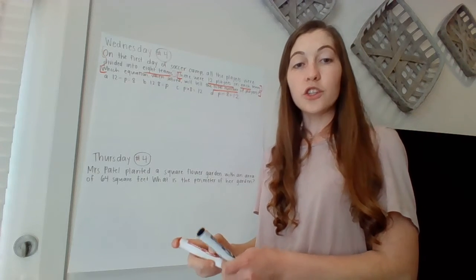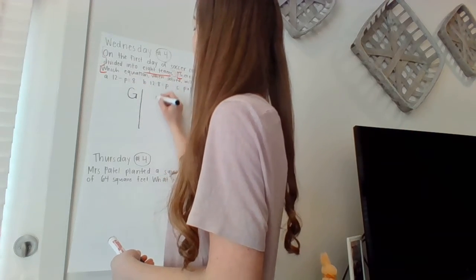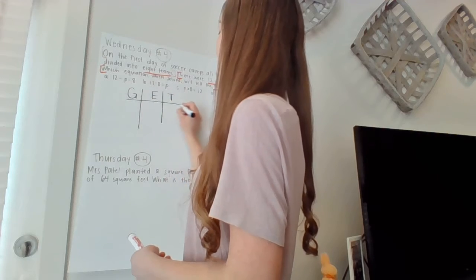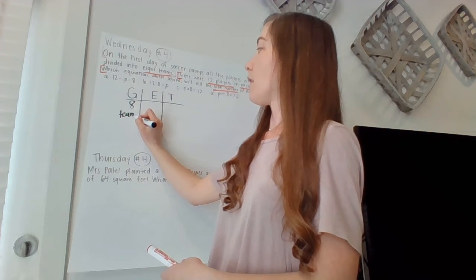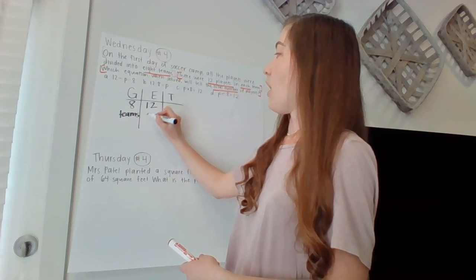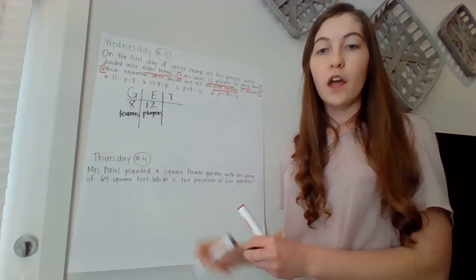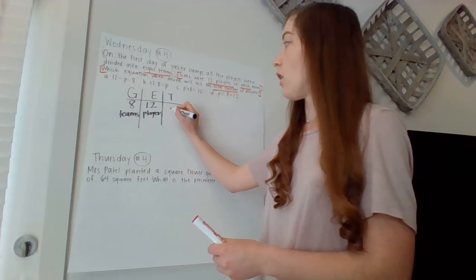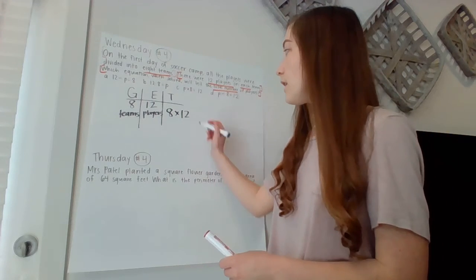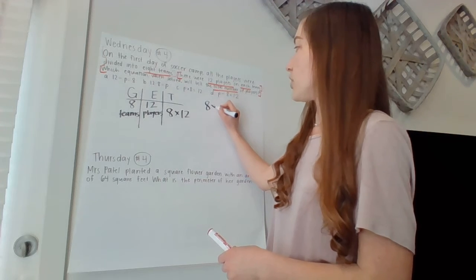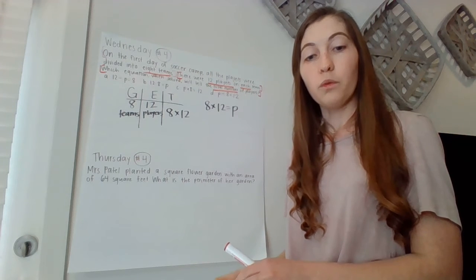So here I heard each, groups, and total. So that means I need to make a get chart. There were 8 teams, so I have 8 groups. And it tells me there were 12 players on each team. And then it wants me to use an equation to find the total. Now, normally when I have the groups and the each, to find the total, I would do 8 times 12. But that's not one of my answer choices to give me the players. So I need to figure out how I can take this equation, 8 times 12 equals P, the total players, and change it so that way it equals one of my answer choices.